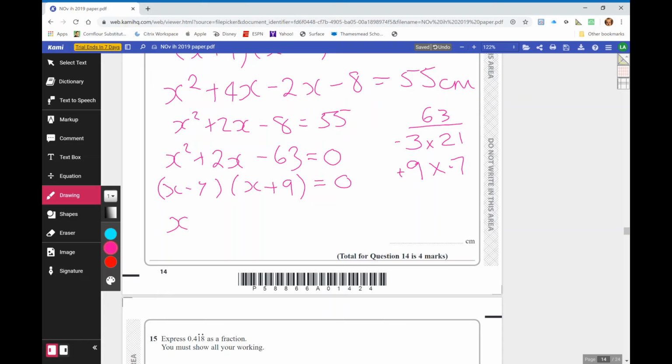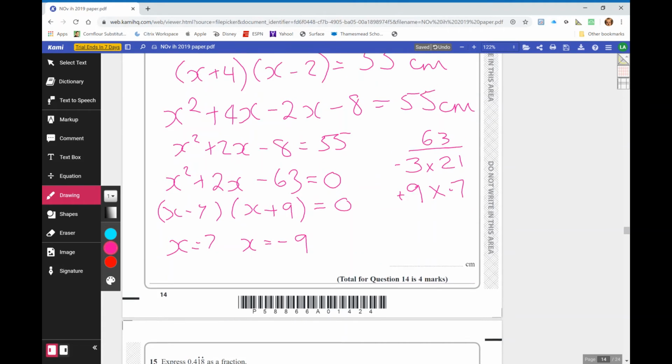And then remember, we want to make this 0. It's the whole idea. So to make it 0, x has to be the opposite of this, because each bracket we want to equal 0. So x equals either 7 or x equals minus 9. Now, this is really important because you've got two answers. You think, well, how can x be two answers?